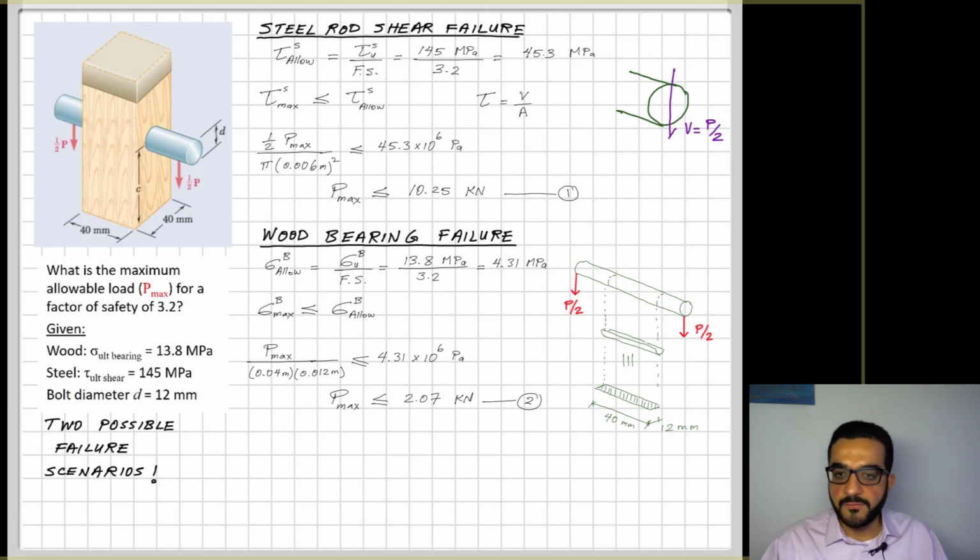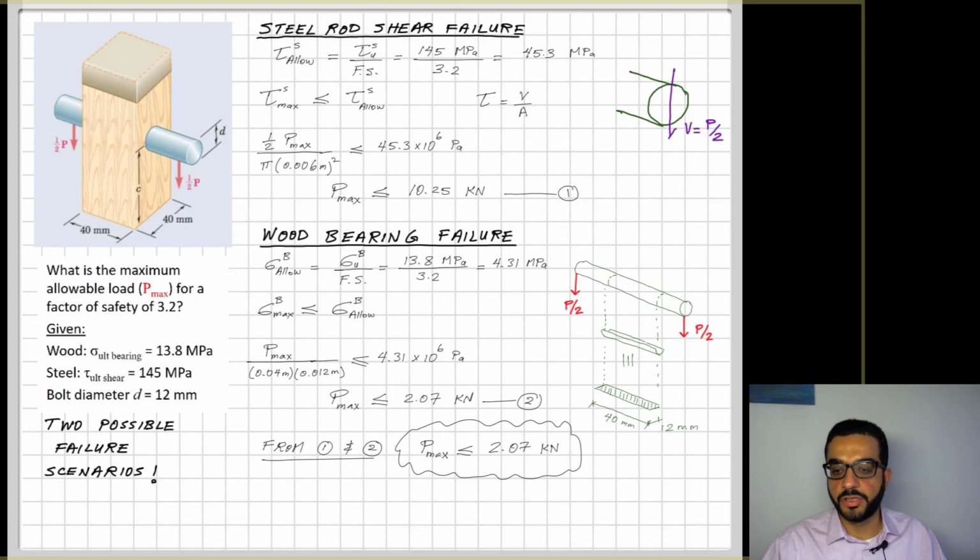Now, considering these two limits for P max, I should pick the minimum one, because if I pick the largest one, then the second condition will not be satisfied, and the system will fail under bearing here of the wood. So here, my P max would be the least of the two conditions. P max is less than or equal to 2.07 kilonewton. Now this is the first case.